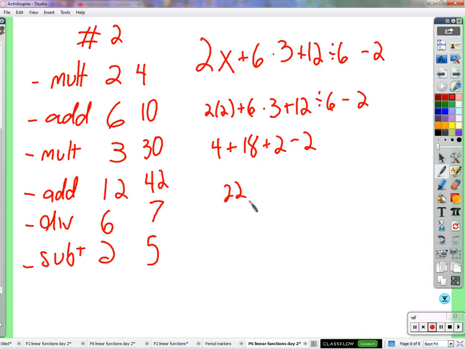We're supposed to get what? 5, not 22. Because the order of operations makes us do things in a certain order the way it's written, and it's not the right order. In particular, multiply by 3, you see what happens when we do the order of operations, we just do the 6 times 3 and get 18.